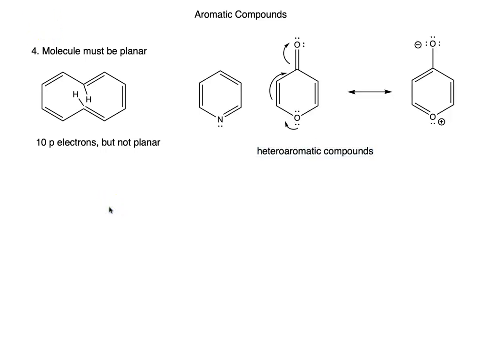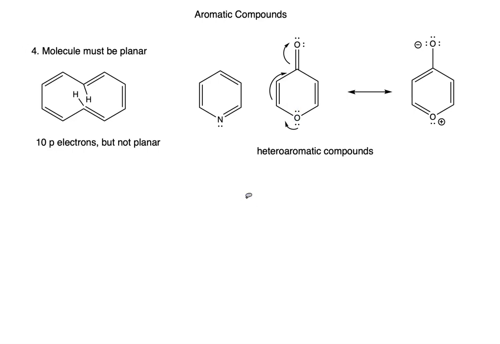I want to talk for a minute about heteroaromatic compounds. We should probably explain what a heteroatom is. A heteroatom is any atom other than carbon or hydrogen in an aromatic molecule. So in this case, this nitrogen is a heteroatom. This oxygen is a heteroatom. This oxygen is also a heteroatom. Any atoms that are not carbon or hydrogen.